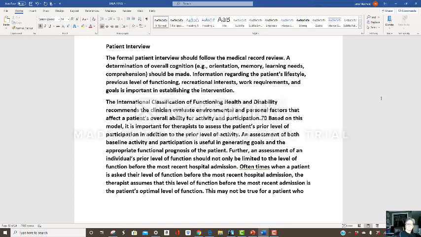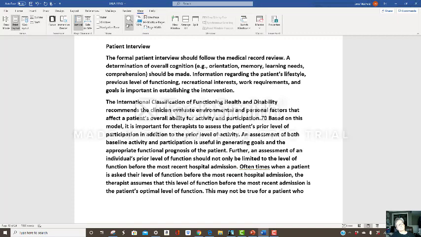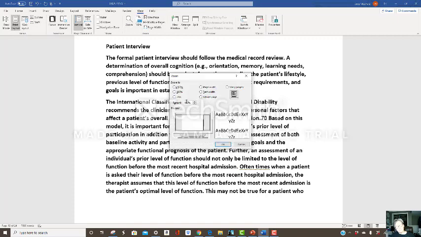A determination of overall cognition, for example, orientation, memory, learning needs, comprehension, should be made. Information regarding the patient's lifestyle, previous level of functioning, recreational interests, work requirements, and goals is important in establishing the intervention. The International Classification of Functioning, Health and Disability recommends the clinician evaluate environmental and personal factors that affect a patient's overall ability for activity and participation.